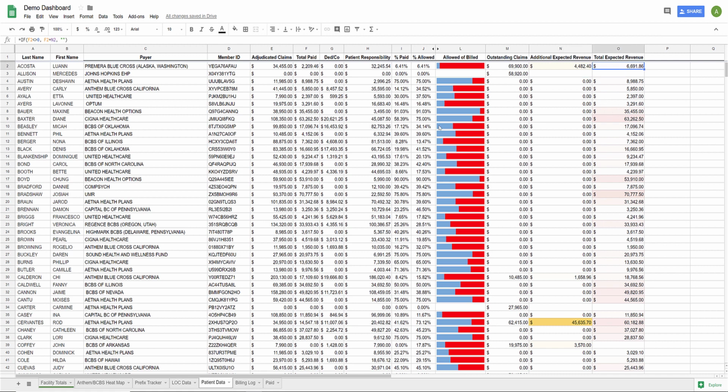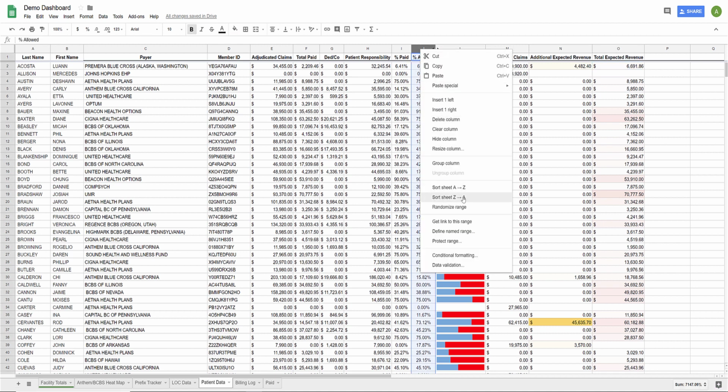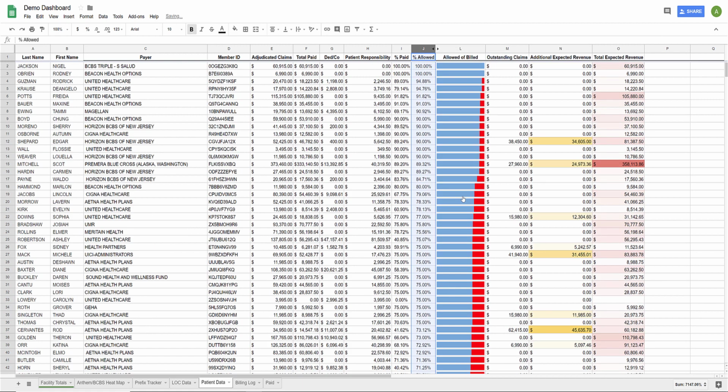We've noticed that a lot of our clients will be sorting this data. A lot of them like to sort it from highest allowing policies to lowest allowing policies to get an indication of that information. Again, this data is scrambled, so please don't use this data as an indicator of how policies are going to pay. But this information seems to be valuable. We've noticed as people use this data, they become more adept at where to target their marketing efforts. Okay, so that's the patient data tab.